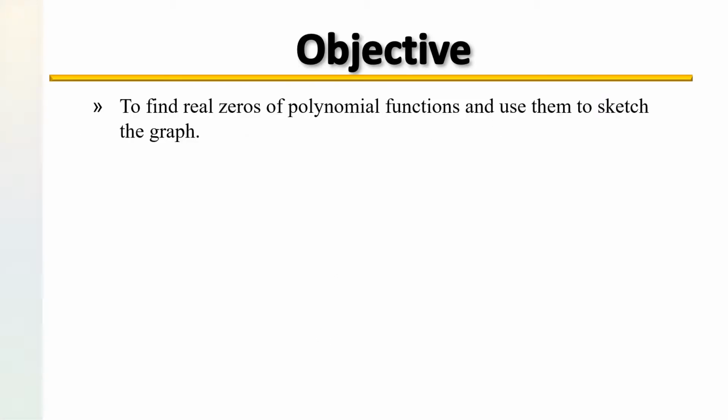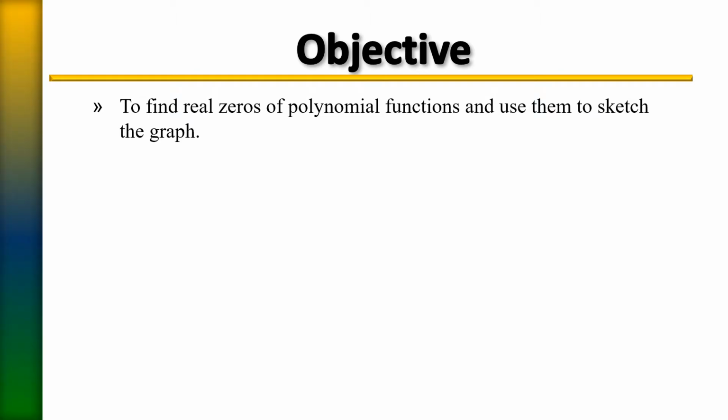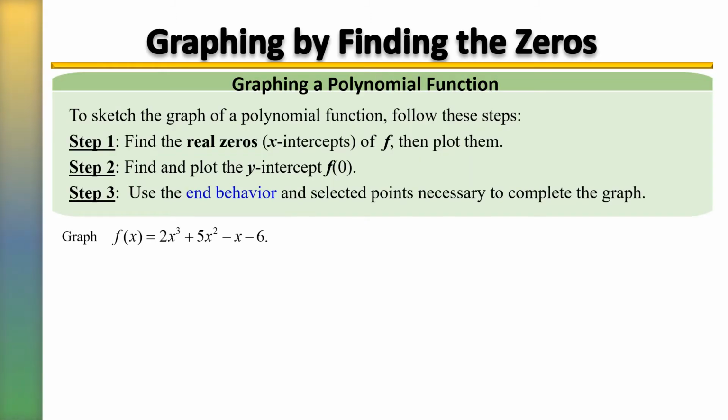In this lesson, we're going to find real zeros of polynomial functions and use them to sketch the graph. To sketch the graph of a polynomial function, follow these steps. Step 1, find the real zeros or the x-intercepts of the function and then plot them. Step 2, then find and plot the y-intercept. Remember, to find the y-intercept, you have to let x be 0. And then third, use the end behavior and these points to complete the graph.